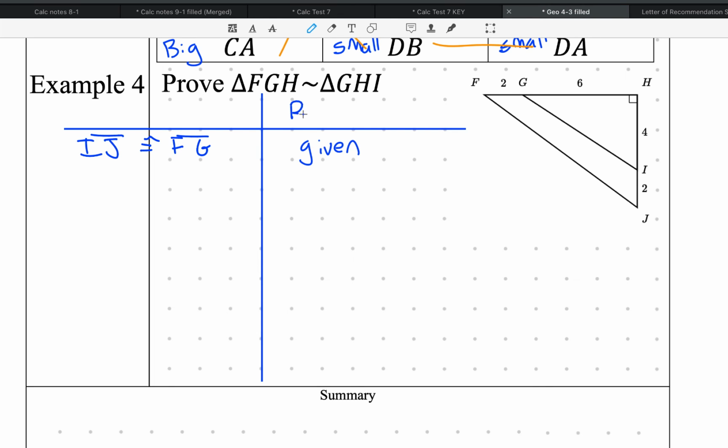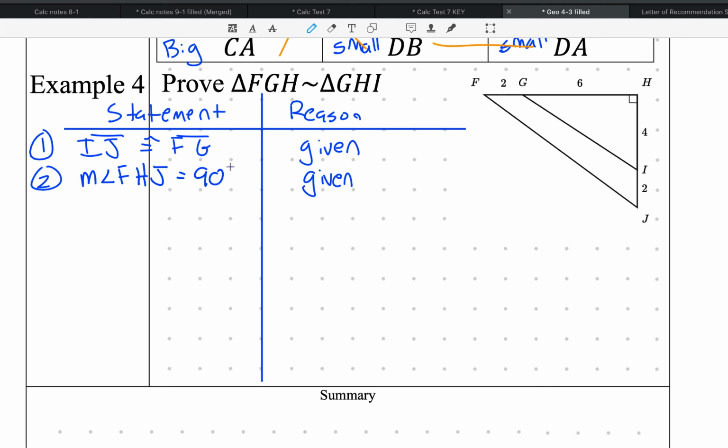Strong given. This is our reason. And we need our statement. And I'm going to start labeling these. We might need that later. Yes, Asher. The other given I think is angle FHJ is 90 degrees. Yeah, let's do it. We got an angle. I should say the measure of angle FHJ is equal to 90. Perfect. I think that's all of the givens that we can have for now.